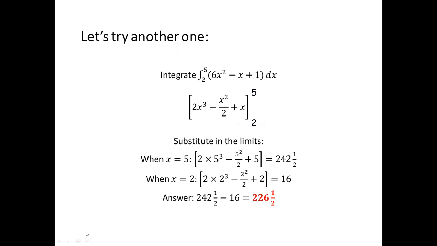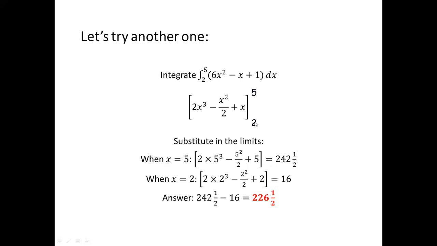So let's say, for example, you're given this 6x squared minus x plus 1. That would be 2x cubed for this, that would be x squared over 2 for this, and that would be x. If we're going to evaluate using the limits 5 and 2, we substitute first the upper limit 5, so the x will be changed to 5. So this would be 5 cubed, that would be 5 squared, and this would be 5. The answer is 242 and a half, or 242.5.